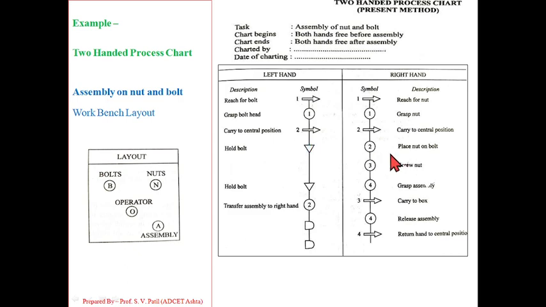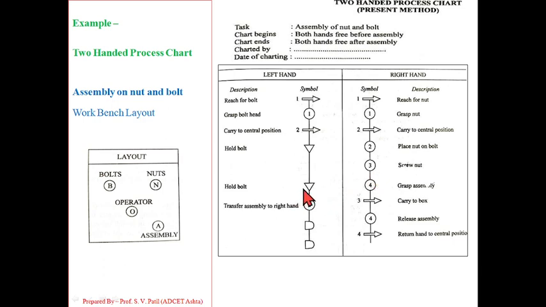Now the right hand will place that nut on the bolt. It is an operation which is numbered as 2, after 1. Then we are supposed to tighten the nut by providing the required rotary motion. That is screwing the nut. That is an operation which is indicated as number 3.